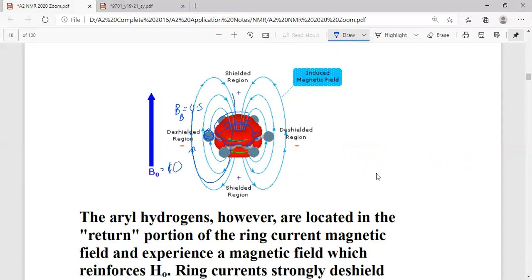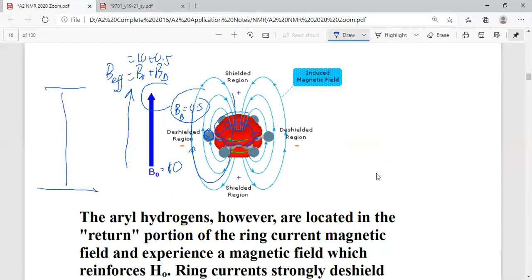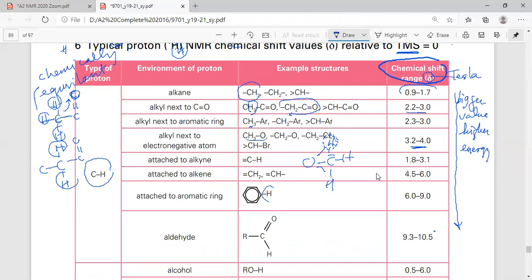So now together this plus this will be, see now, there's an extra magnetic field on this hydrogen. So the effective field is equal to B0 plus the B induced, which is 10 plus 0.5. If the field is small, that means I will split more, not big. So the hydrogen in a benzene ring has a pretty high value.